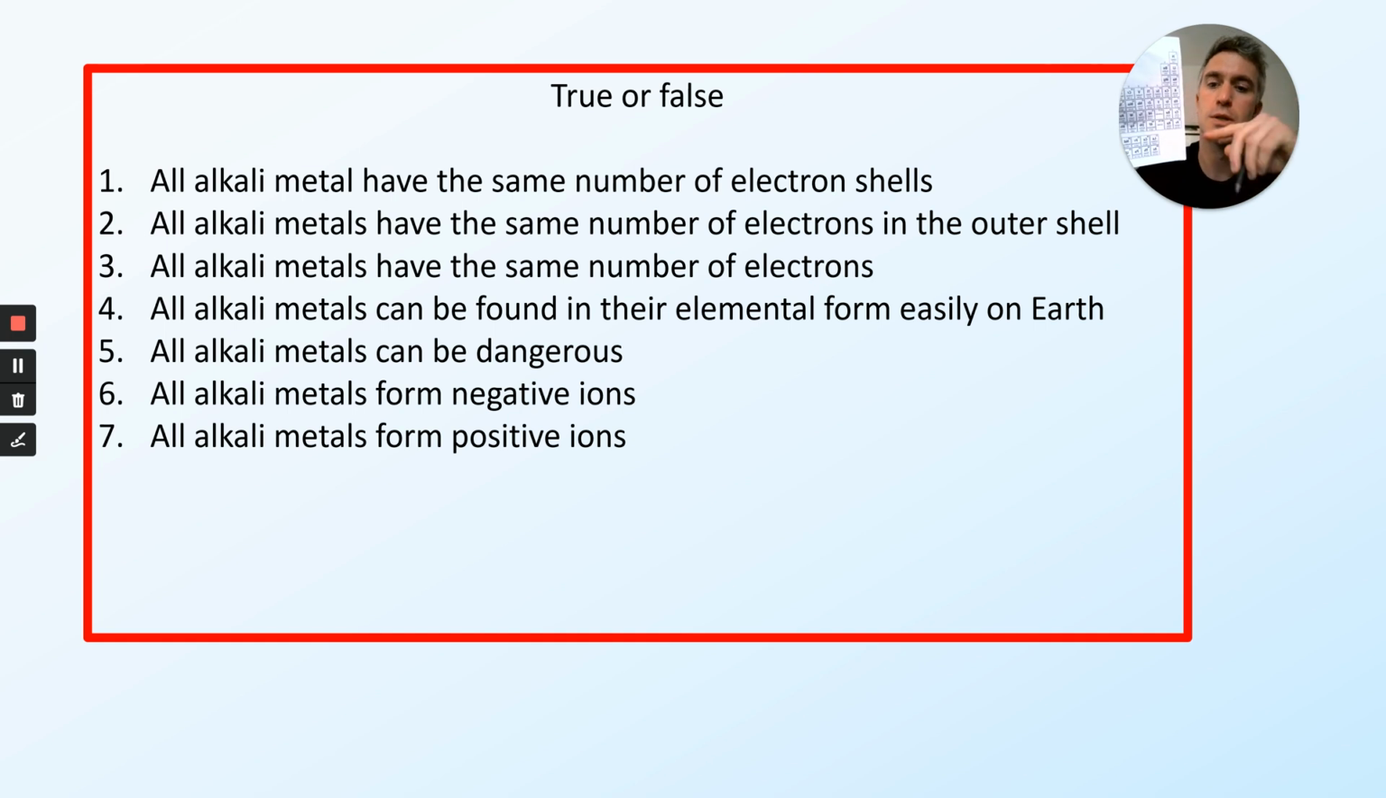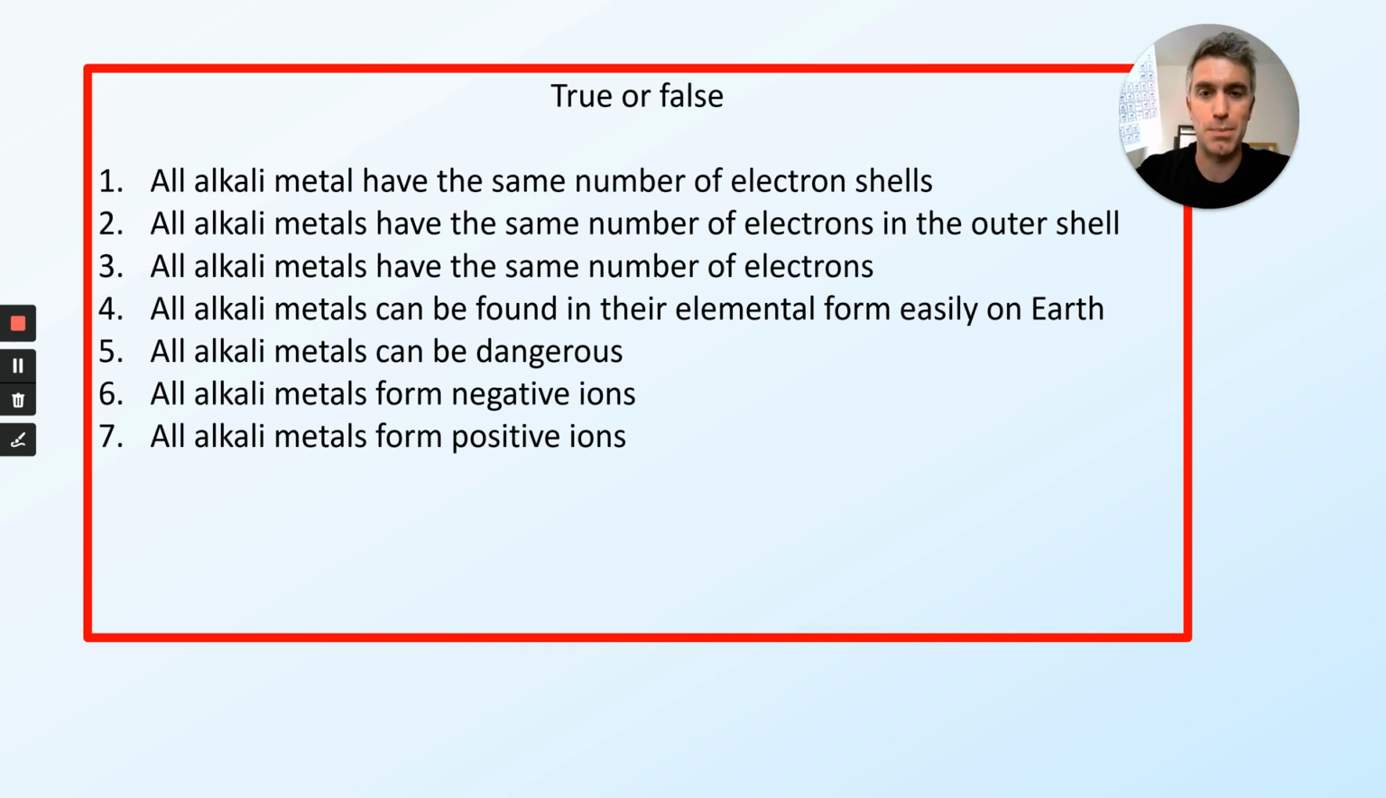False. All alkali metals can be found in their elemental form easily on Earth. Well, you just watched the video and you saw how reactive they are. They just react with water. On Earth it rains a lot. So, no, you cannot find alkali metals in the ground or anything like that. They've all reacted. So you will never find them just lying around unless you steal them from a science lab. But that's not the same.